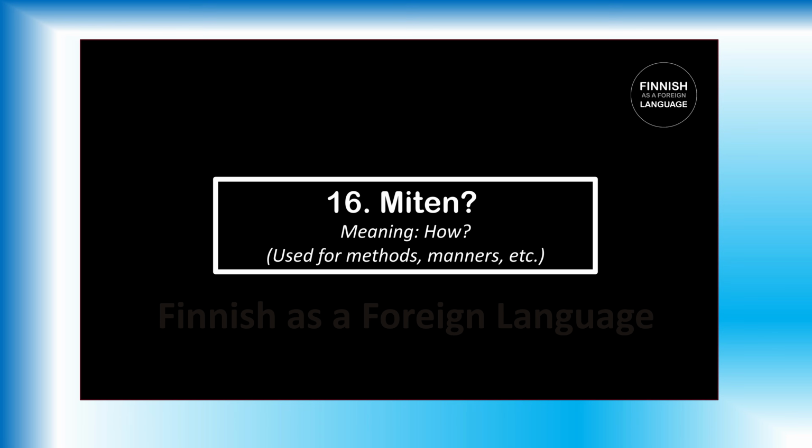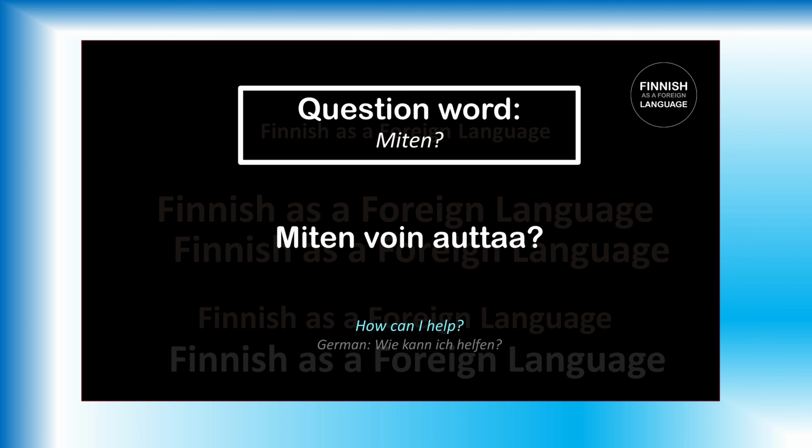Now we carry on with our next question word, which is miten, meaning how. Miten voin auttaa means how can I help, in the sense of in what way can I help. Miten means how, voin means I can. It's the first person singular present tense of the verb voida, which means can. And auttaa here is standing in its infinitive form. Why? Because of the voida plus infinitive verb structure. Miten voin auttaa, how can I help?